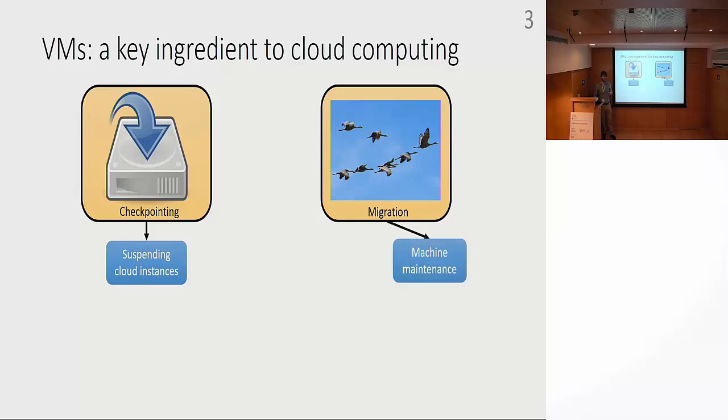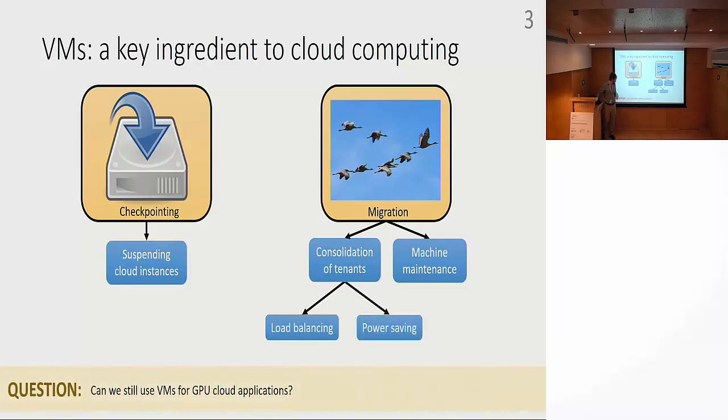That's useful if you want to perform machine maintenance, being able to move a running OS to a different machine, because then you can administer the physical machine by powering it off, etc. Also, you can consolidate multiple tenants onto a single machine. This can lead to power-saving opportunities, since you can turn off a machine once all the things have been moved off of it. It also leads to load balancing opportunities, allowing you to get full cluster utilization. So a key question, though, is can we still have these useful tools if we're using GPUs in the cloud?